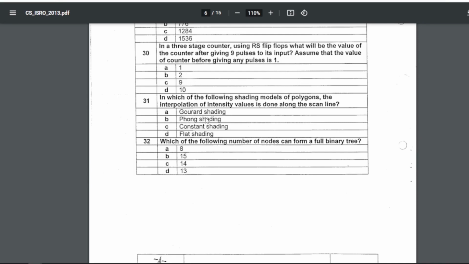Question number 4 is: in which of the following shading models of polygons is the interpolation of intensity values done along the scan line?